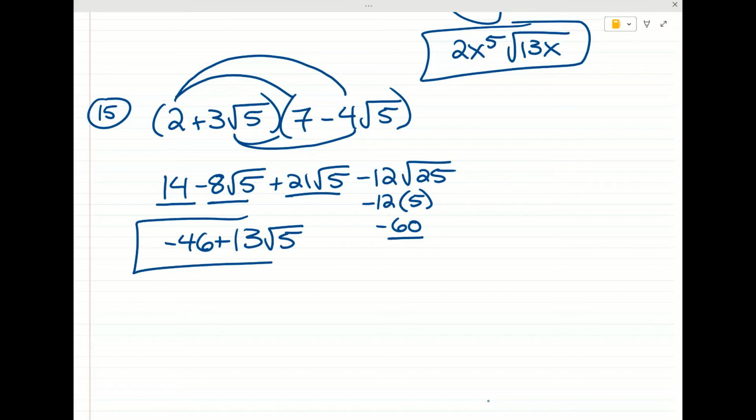So when it's all combined, this would be our final answer. Negative 8 plus 21 is 13. That's how many radical 5s you have. And then negative 60 plus the 14 is negative 46. Usually we always write the radicals at the end. So that's what I would be looking for here.